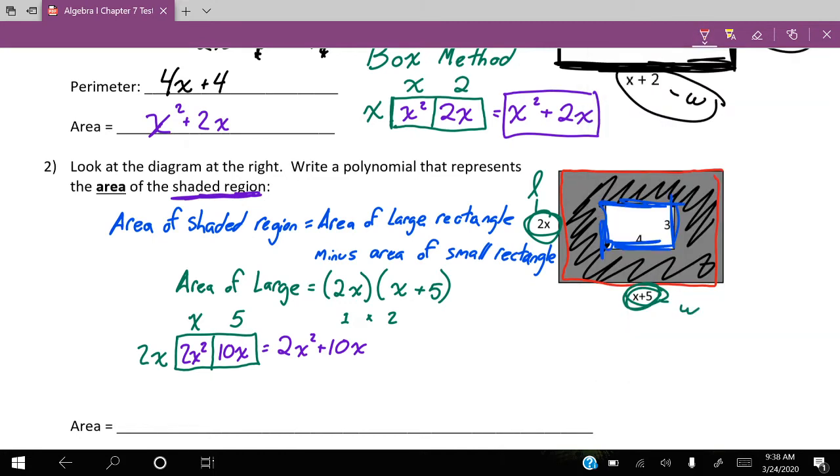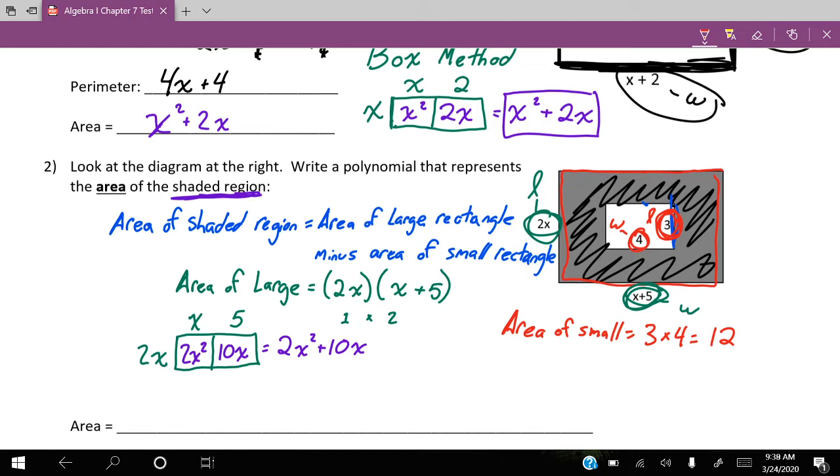Now the area of the small rectangle I need to find as well. So we're going to do length times width. Again, it's a rectangle, length times width. The length of my small rectangle is 3. So I'll just put an L there. The width is 4. Yeah, it's 4, so let's go ahead and put width. So the area of the small rectangle is length times width. Well, the length is 3, the width is 4. 3 times 4 is 12.